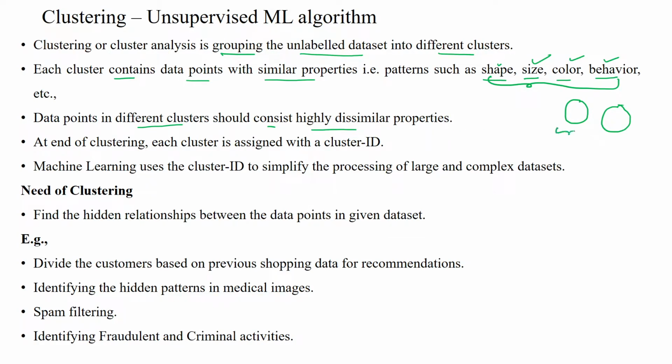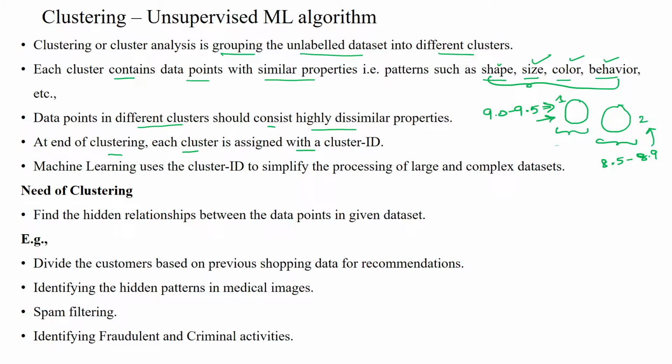You look at here, this is one pattern, this is another different pattern, so both are having two highly different patterns. At the end of the clustering, each cluster is assigned a cluster ID. For example, this student cluster has a range from 9.0 to 9.5 CGPA. It will be considered as group number 1, that is cluster ID 1. This group is 8.5 to 8.9 CGPA, so this can be assigned as cluster ID 2, that is group ID 2.